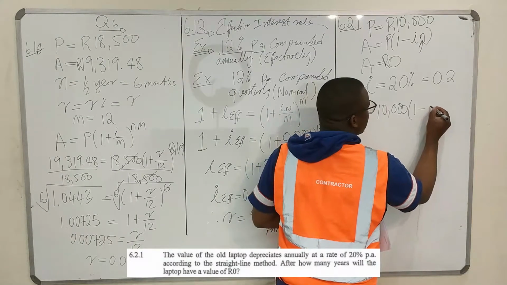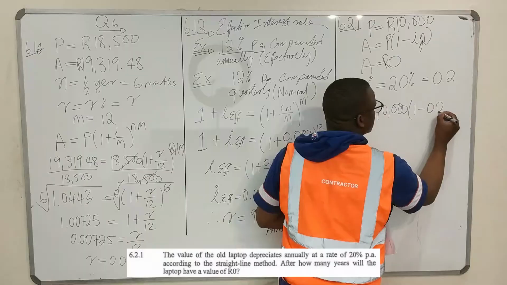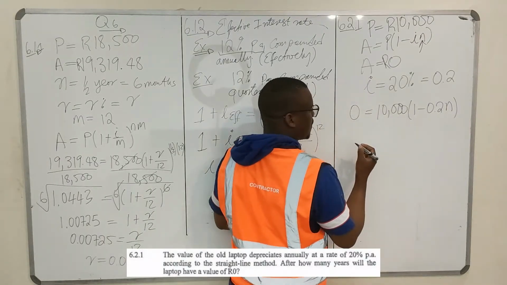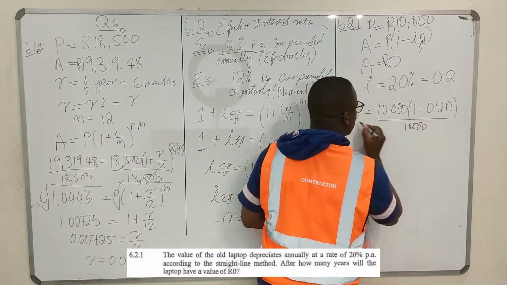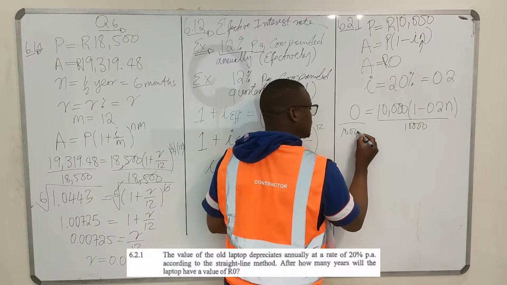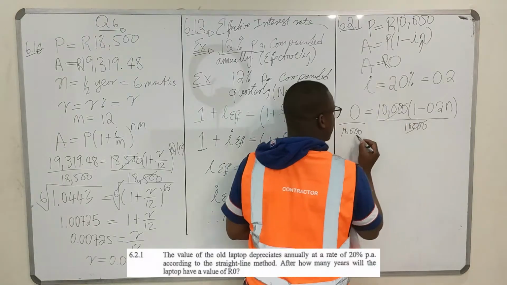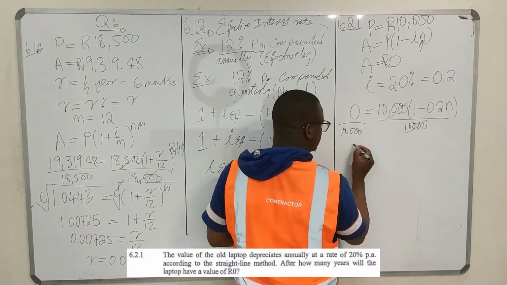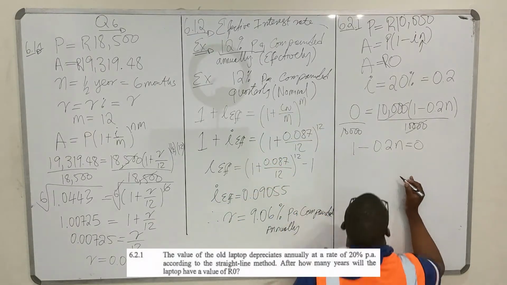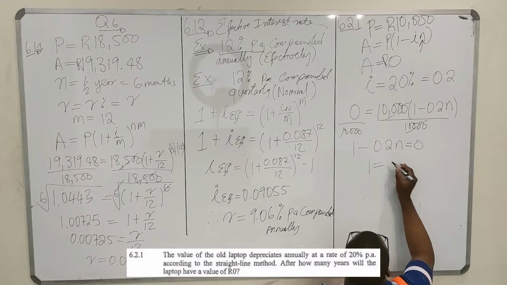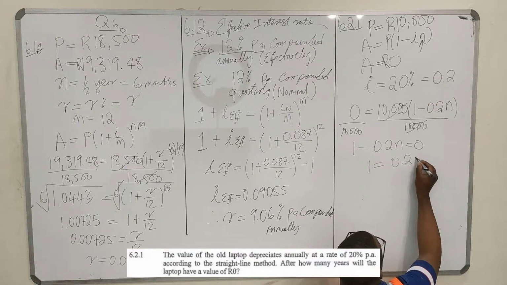1 minus I, what is I? 0.2 N. Right? So divide by 10,000 both sides. This and that go away. This is 0. So 1 minus 0.2 N is equal to 0. So 1 is equal to 0.2 N.